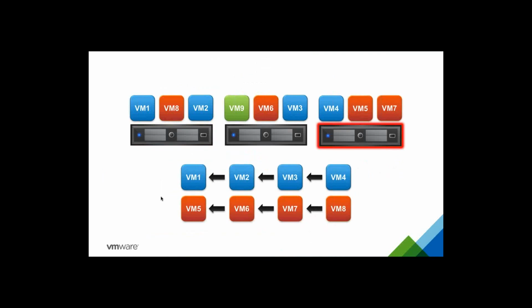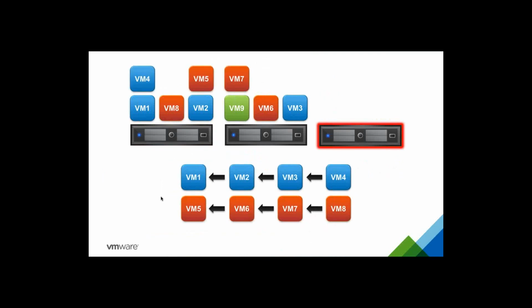The dependency, or the restart, is going to be a little bit different in this case. If you don't create any other rules, they're all going to restart at the same time. And again, this is because VM4 is depending on VM3, and that was already running on that second host. VM5 doesn't depend on anything, so it's going to restart again right away.